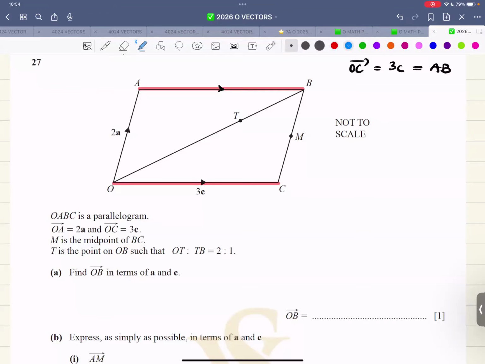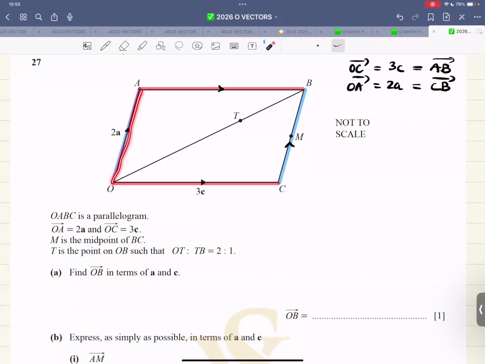Second thing, we have OA is 2A. Therefore, this side is also 2A. So OA is 2A, the same thing as CB. Take care of the direction. Direction is very important. O till A is 2A, C till B is 2A. AO would be negative 2A, BC would be negative 2A. Got the idea? So take care of the value and the direction.